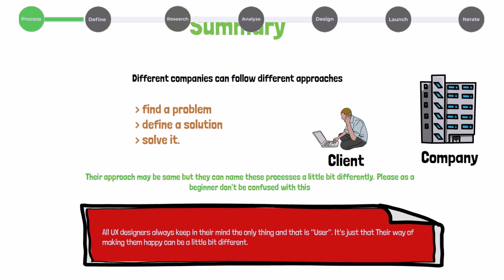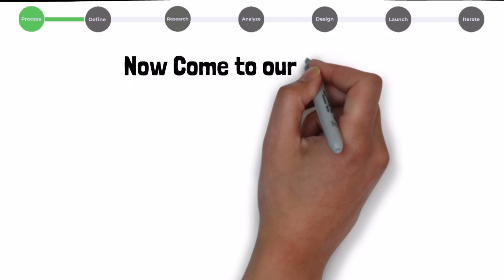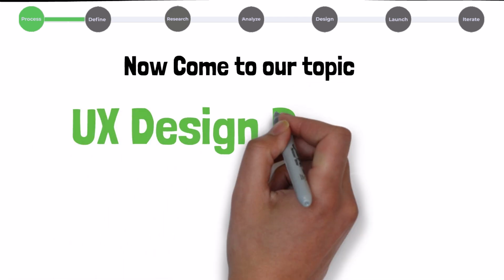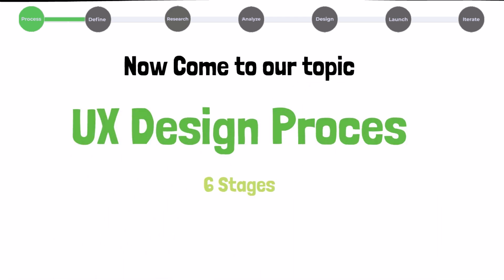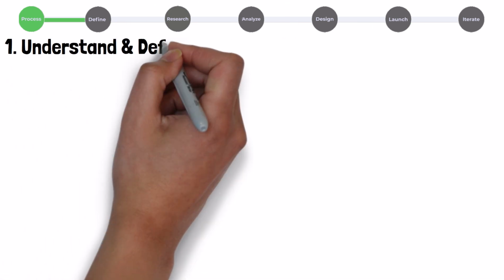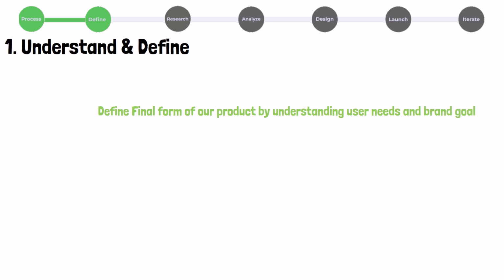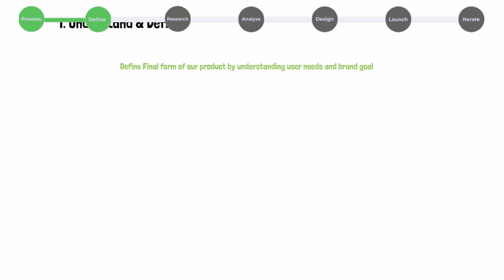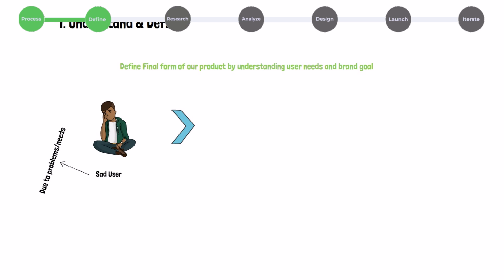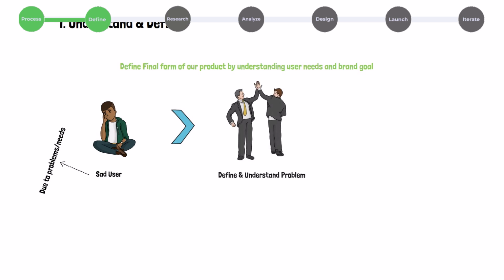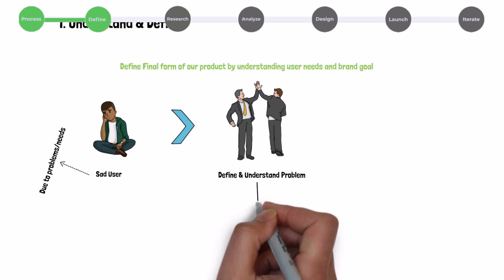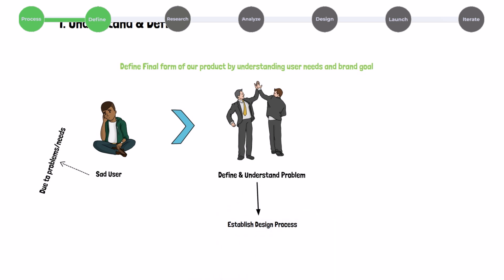Now finally, let's move to the general UX design process stages. There are 6 stages of the UX design process. The first stage is understand and define. In this phase, you define your product, what it will be in its final form. It is basically to understand your user's problem and brand goal. How does the brand align with the user's problem and solve it? How is the product defined? The main objective of this phase is to define the problem area and establish the direction for the design process. This phase gives the answer to why this product is being built.